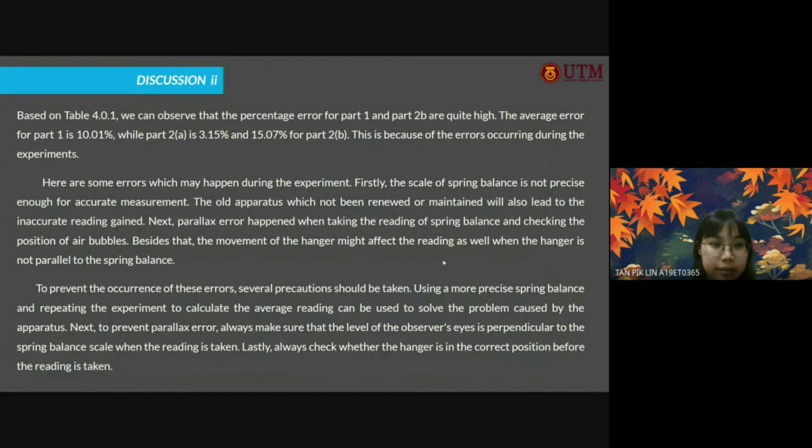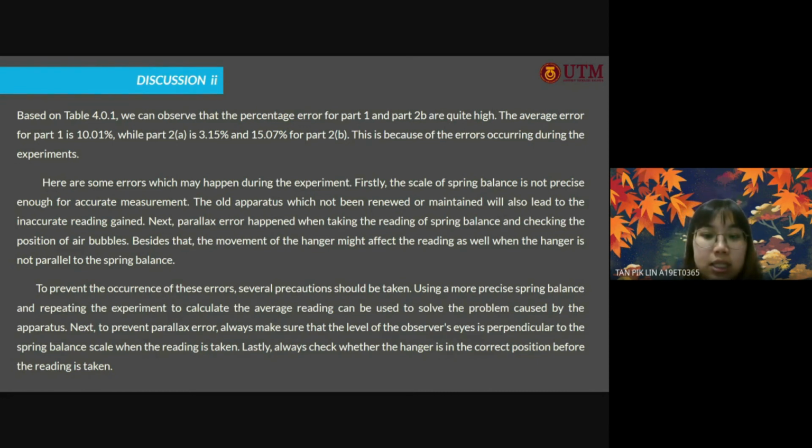So based on table 4.01, we can observe that the percentage errors for part 1 and part 2B are quite higher compared with part 2A. The average error for part 1 is 10.01%, while part 2A is 3.15% and 15.07% stands for part 2B. This is because of errors occurring during the experiment. So here are some errors that may happen during the experiment.